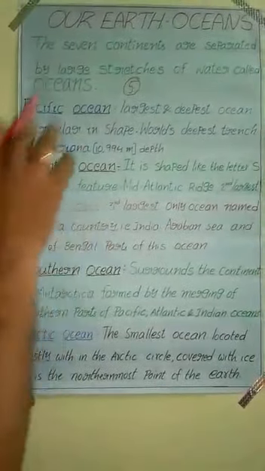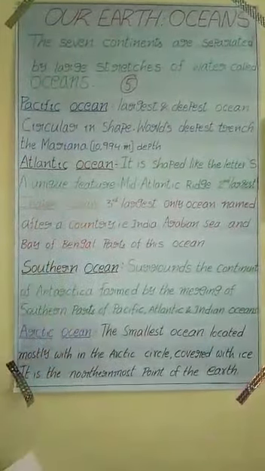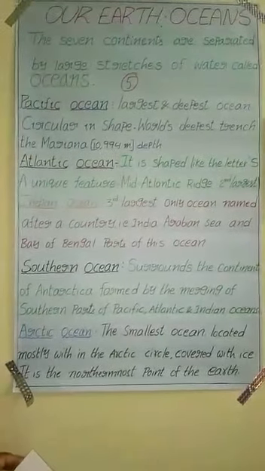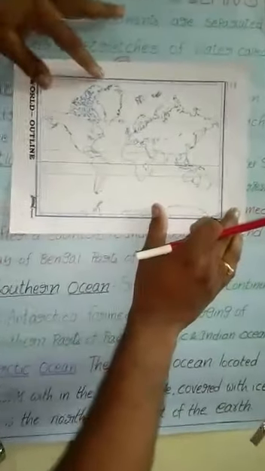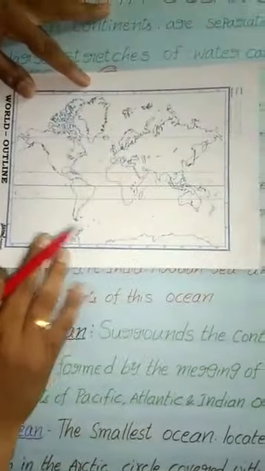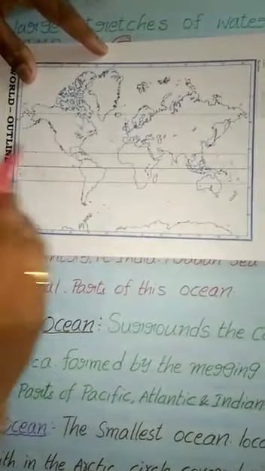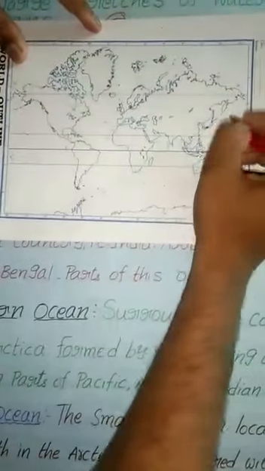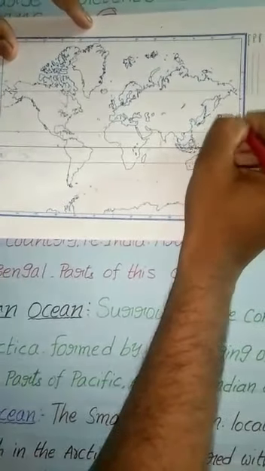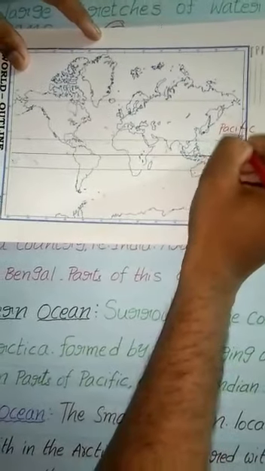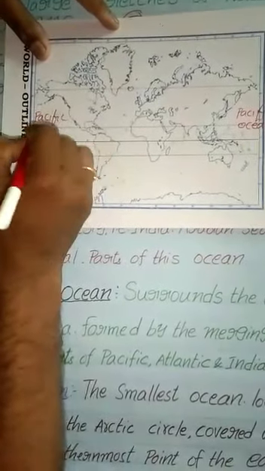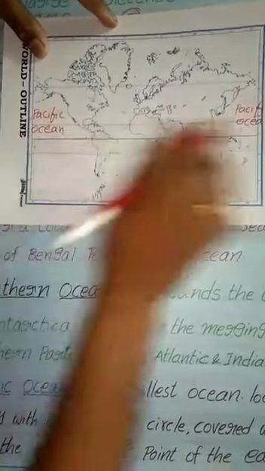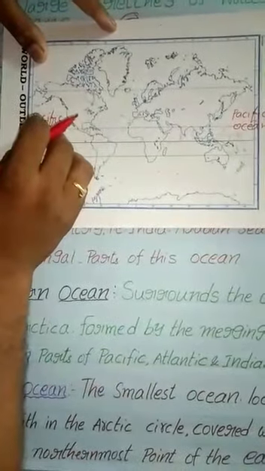Before learning about these 5 oceans in detail, first let us locate the 5 oceans on the world map. This is the world map, isn't it? In the last video we located continents. Now let us locate the oceans. The first ocean, Pacific. The Pacific Ocean is located on both sides of the world. Here we can locate it, it is the Pacific Ocean. Here also, on any side you can write Pacific Ocean. That is the first one.